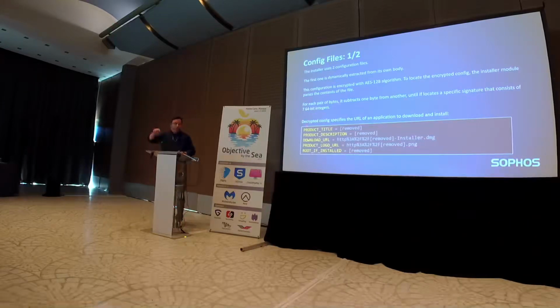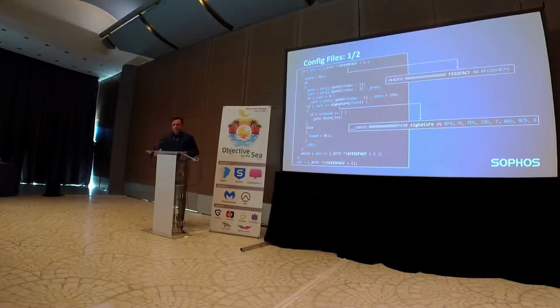And here is a snippet of the decrypted configuration file, which consists of things like product type, product description, download URL. This is where the installer actually tries to fetch the remote installer, the legitimate installer written by the developer, to run it on the machine and on the system. So let's have a look at the actual algorithm.